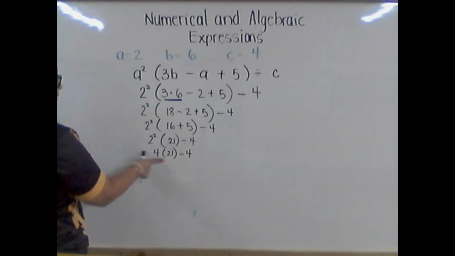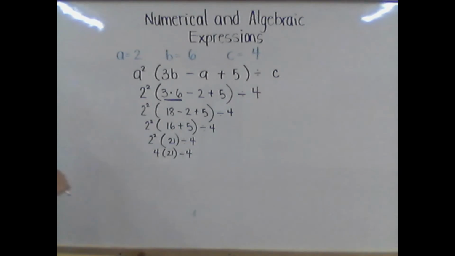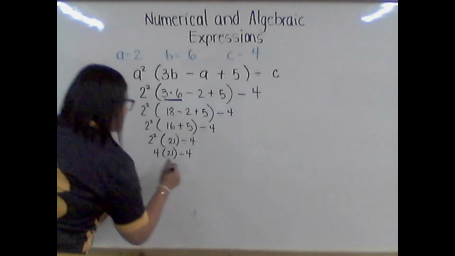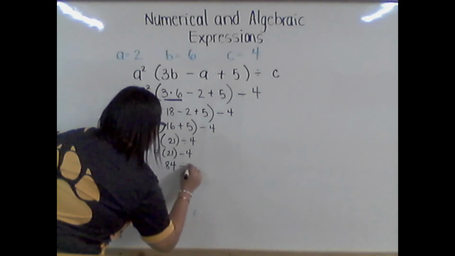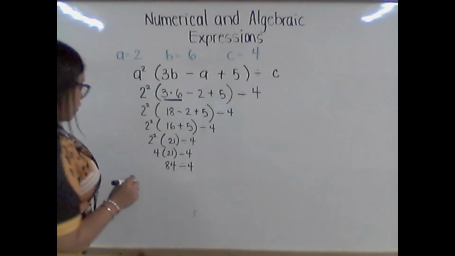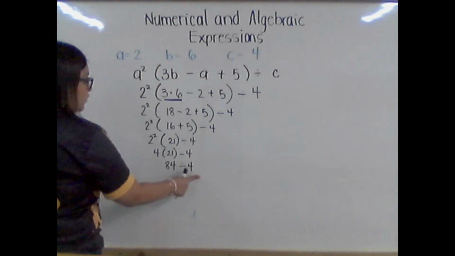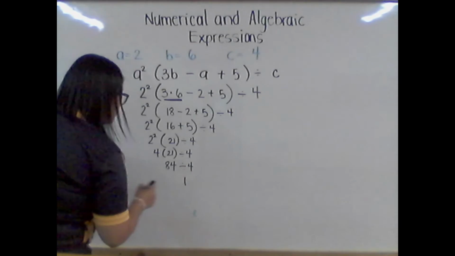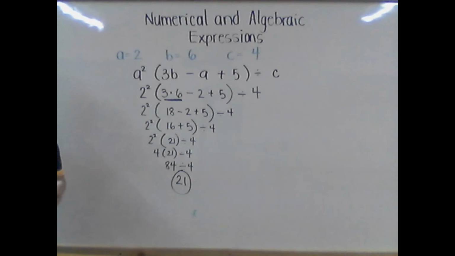I have a multiplication here and a division. According to the order of operations, I will do my multiplication first. So 21 times 4. 1 times 4 is 4, and 2 times 4 is 8. So 84 divided by 4. Okay? And I'm down to the final operation. So 84 divided by 4. Here we have 4 divided by 4 would be 1. 8 divided by 4 would be 2. So my final answer here would be 21.